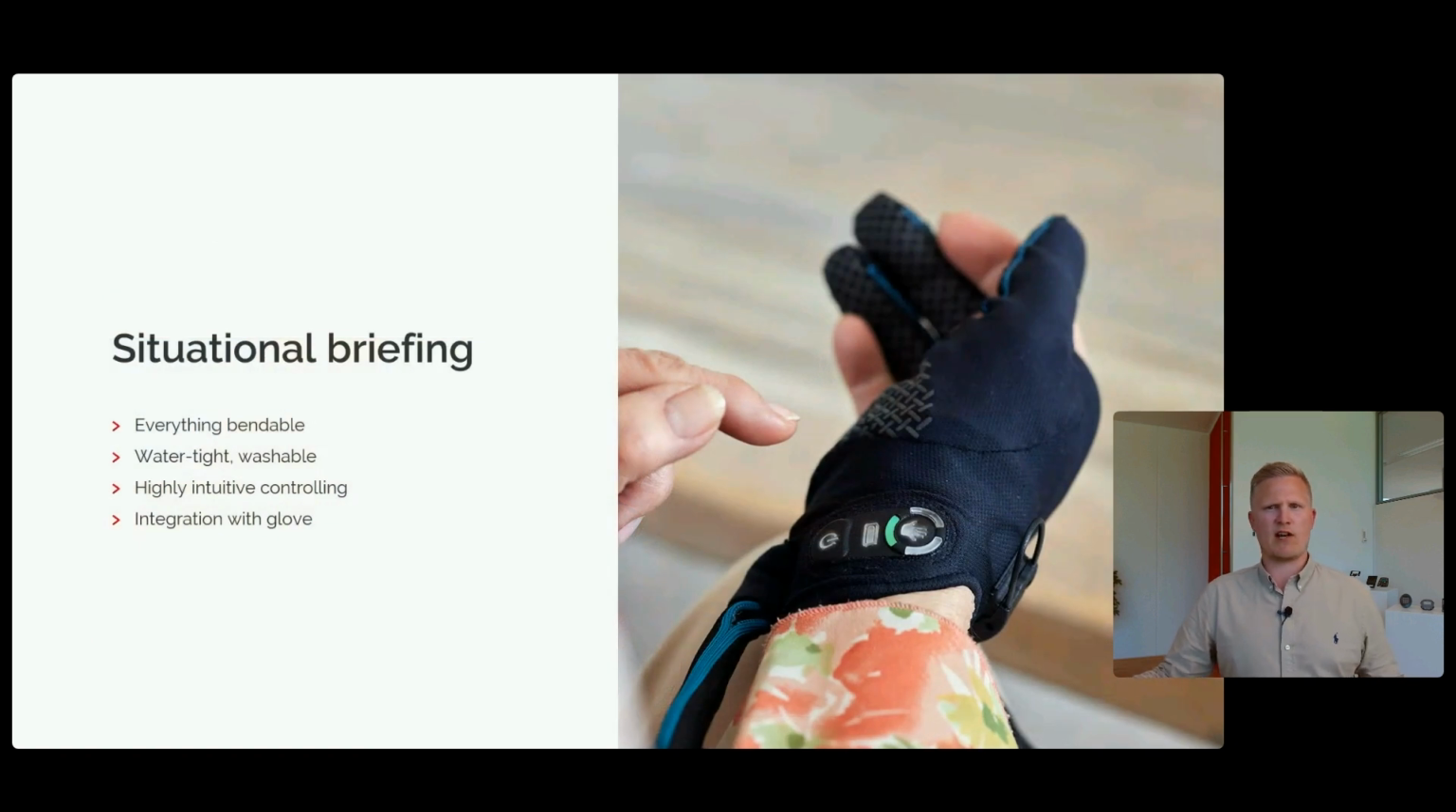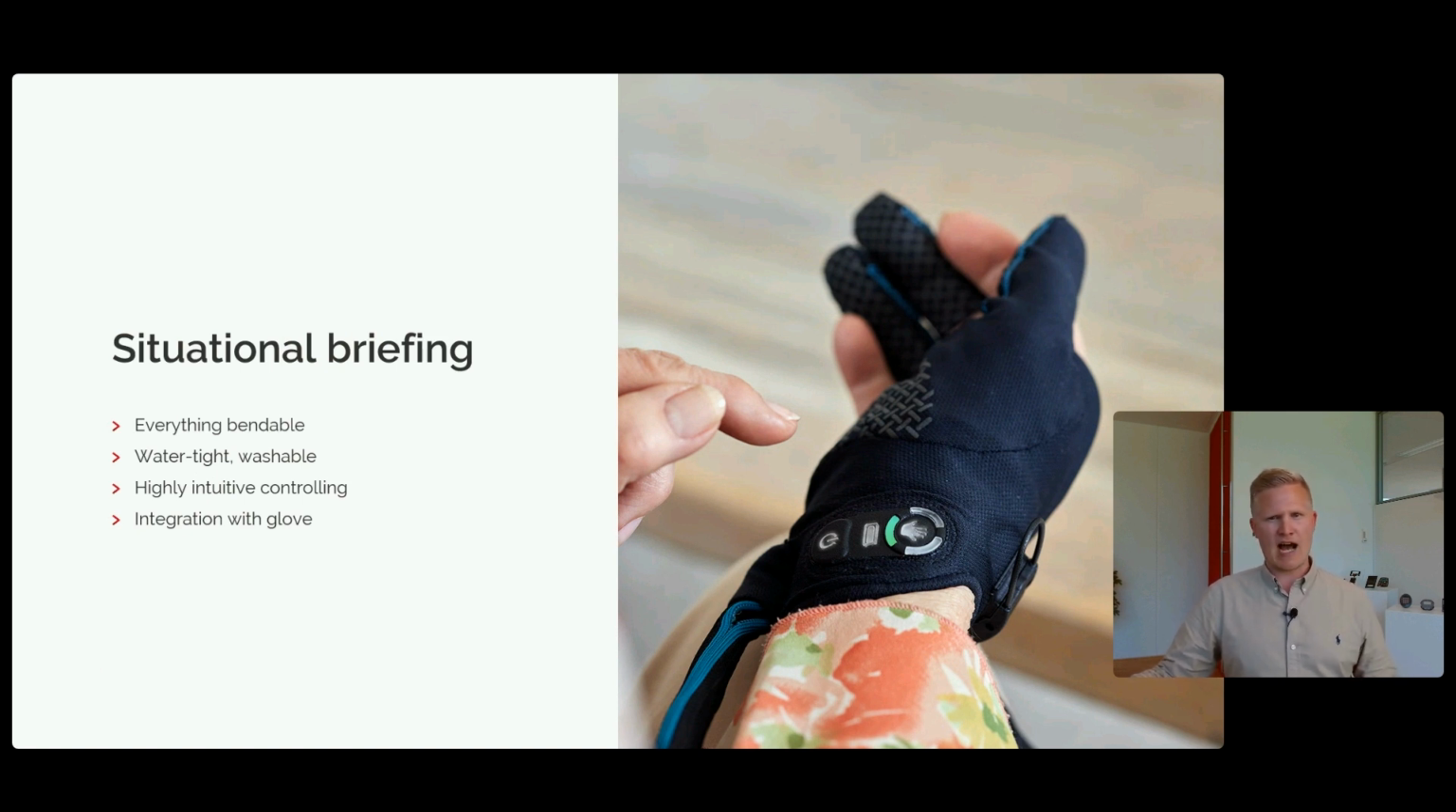So here's the situational briefing from the customer. As mentioned, everything had to be bendable. Usually we deliver a keypad designed for flat surfaces. In this keypad, everything had to be bendable. The keys, the circuitry layer, everything. It also had to be watertight, as it had to be washable. The glove is used in everyday activities and had to be washed from time to time. So the keypad had to be designed to withstand washing at 40 degrees.